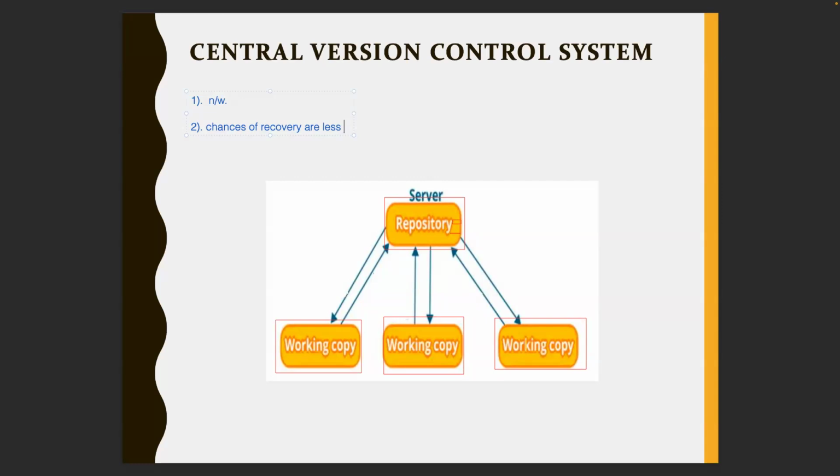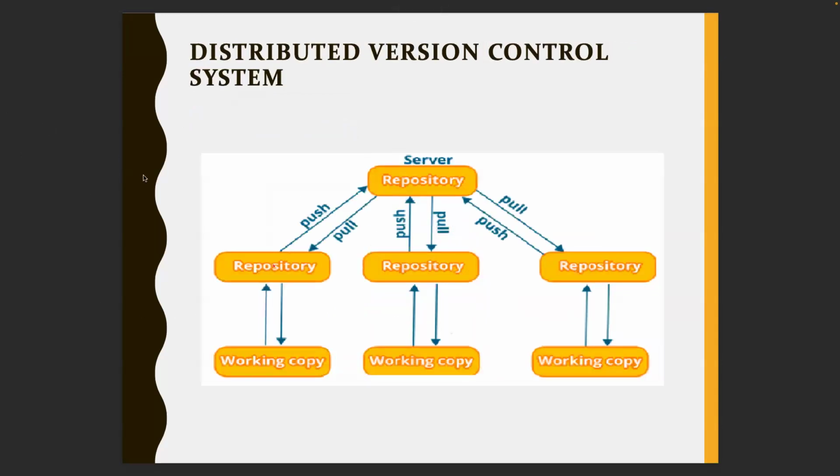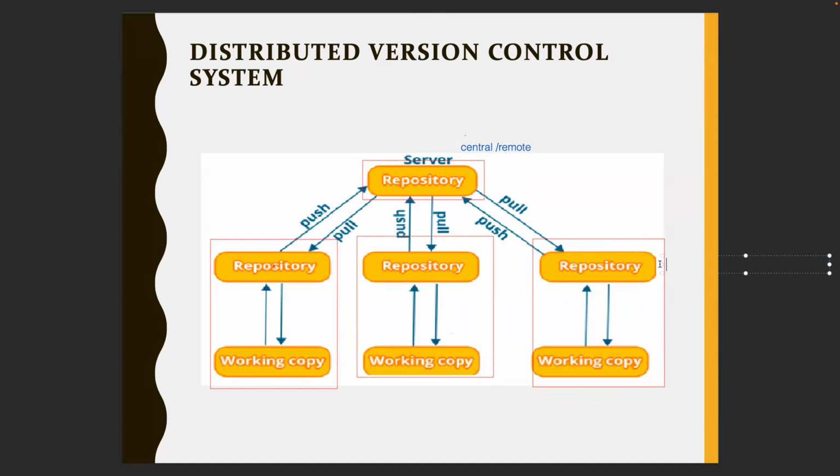To overcome these challenges, we have distributed version control systems. This is the architecture of a distributed version control system. So if you see here, this is the central server or remote repository, and this is the workstation of each individual user or a collaborator. Here you can see two repositories. This is called the central server or remote server. And this is called the local repository.